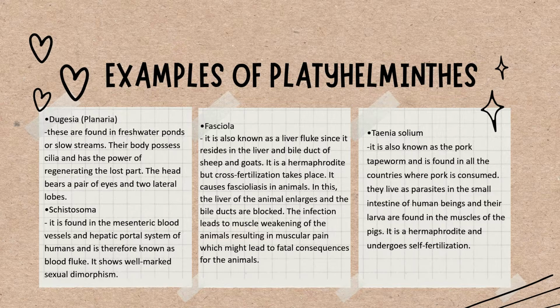In this, the liver of the animal enlarges and the bile ducts are blocked. The infection leads to muscle weakening of the animals, resulting in muscular pain, which might lead to fatal consequences for the animals. Next is Taenia solium.